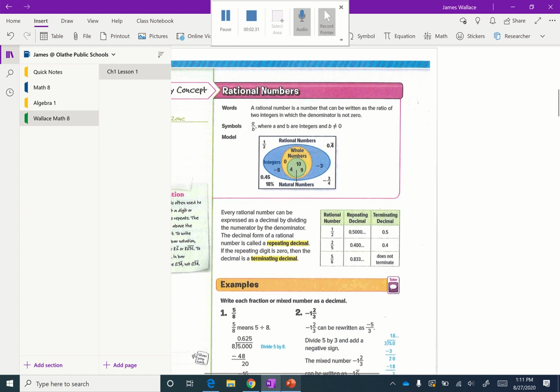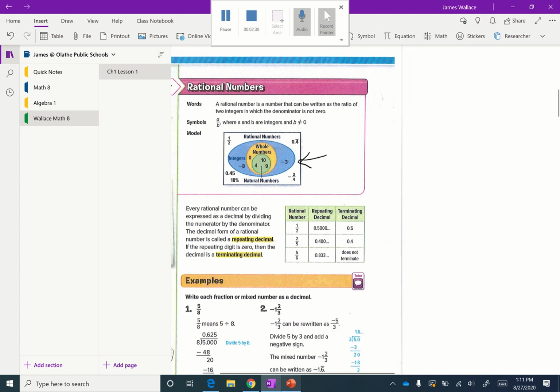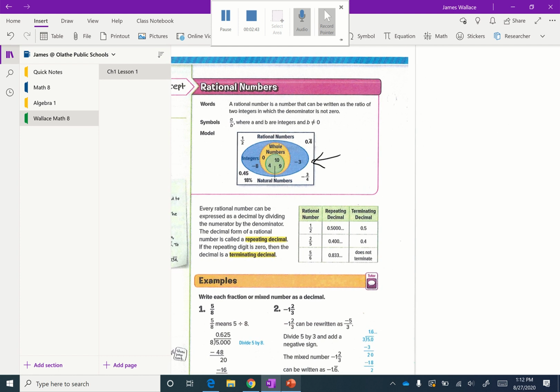Moving on again, I think this chart is very good. It shows you how rational numbers work and where they fit in, as well as the different types of rational numbers. That inner circle, the green circle, is natural numbers, and I'll write this for you. This would be good stuff to put in your notes, including this chart.